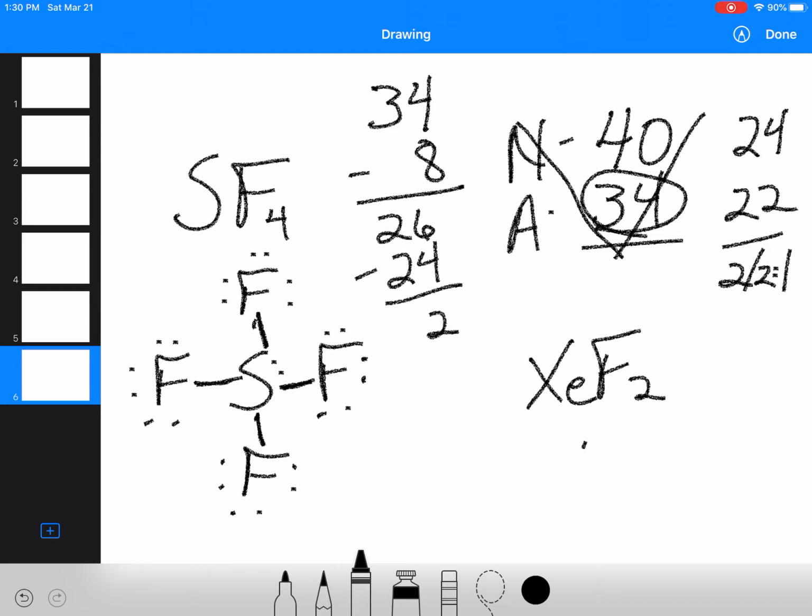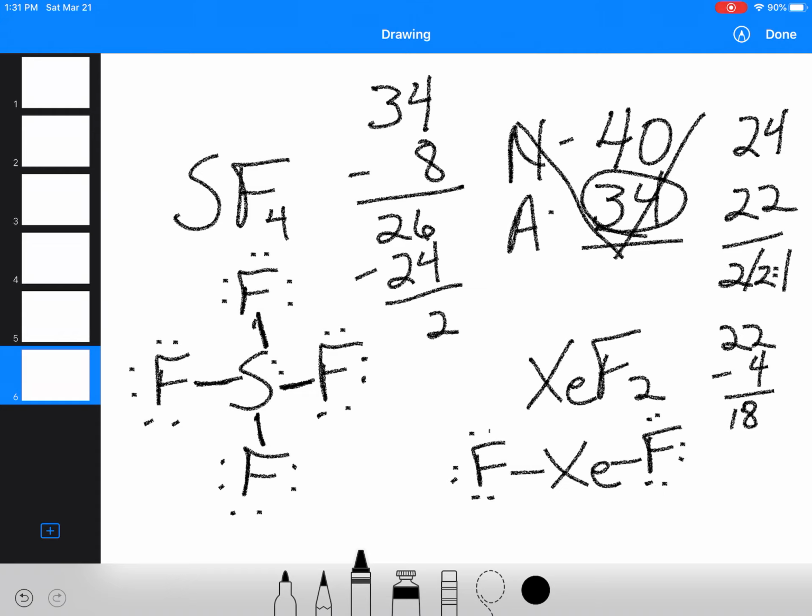And clearly, we're going to have 2 here. So put the guy you have 1 of in the middle, surround him with the others. We figured out that we have 22 electrons to work with. Give yourself single bonds. That's 4 electrons from my 2 single bonds. I'm down to 18. Now I've got to give my outlying atoms all of their lone pairs. 2, 4, 6, 8, 10.